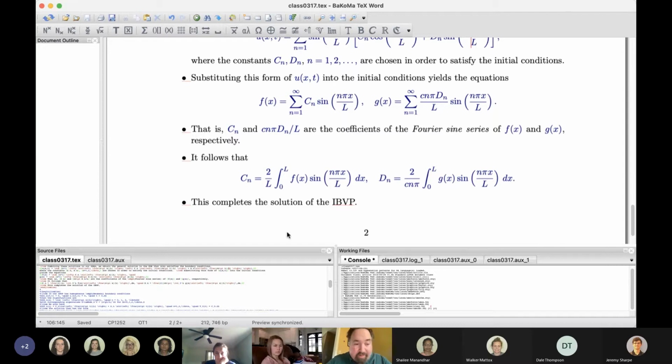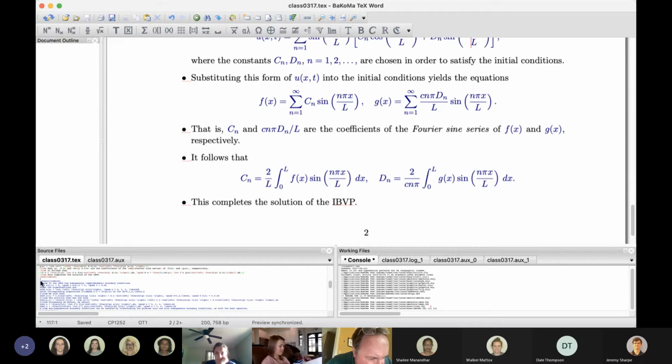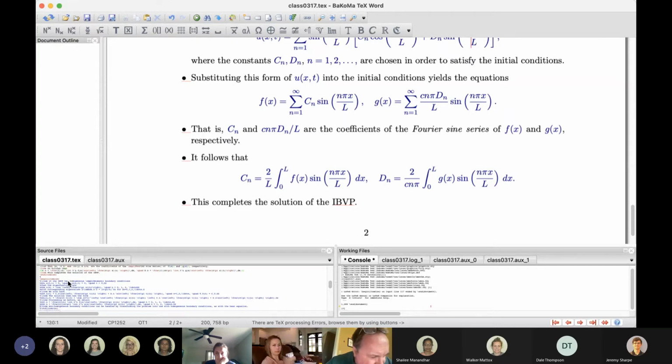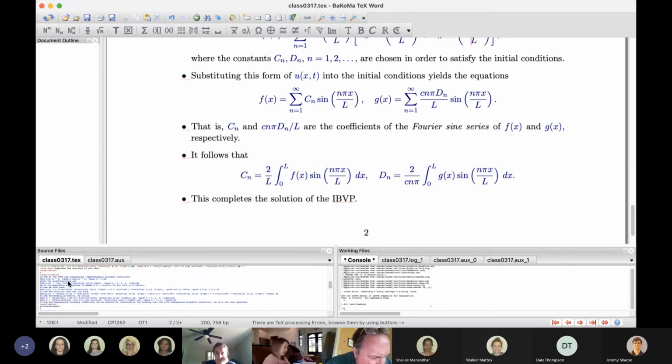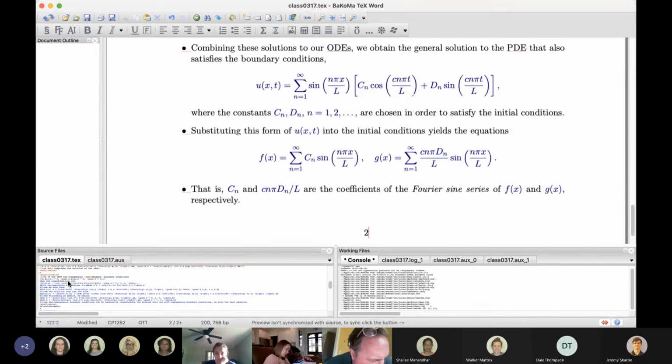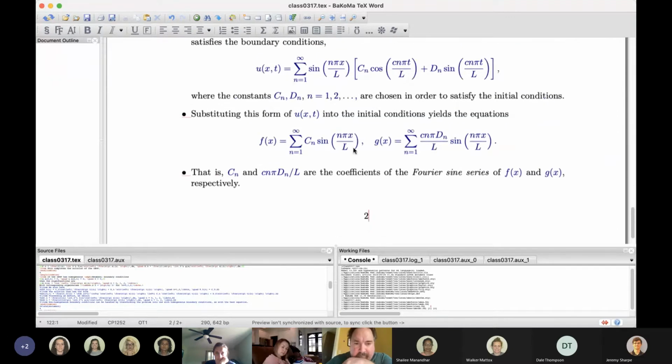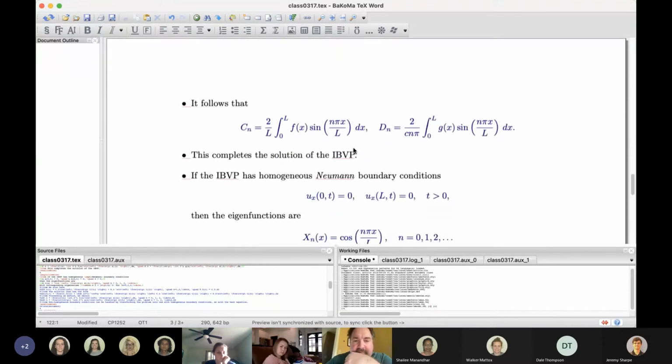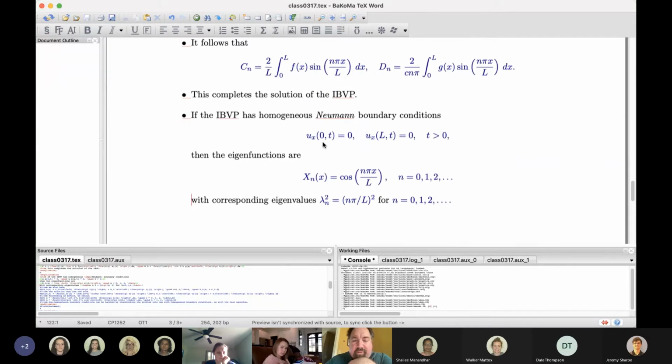Now let's change the boundary conditions and see what effect that has. So now we have Neumann boundary conditions. So du dx is equal to 0 at x equals 0 and x equals L. Then if you were to go through that whole process again, what you would find is that these are the eigenfunctions. They would be cosines.